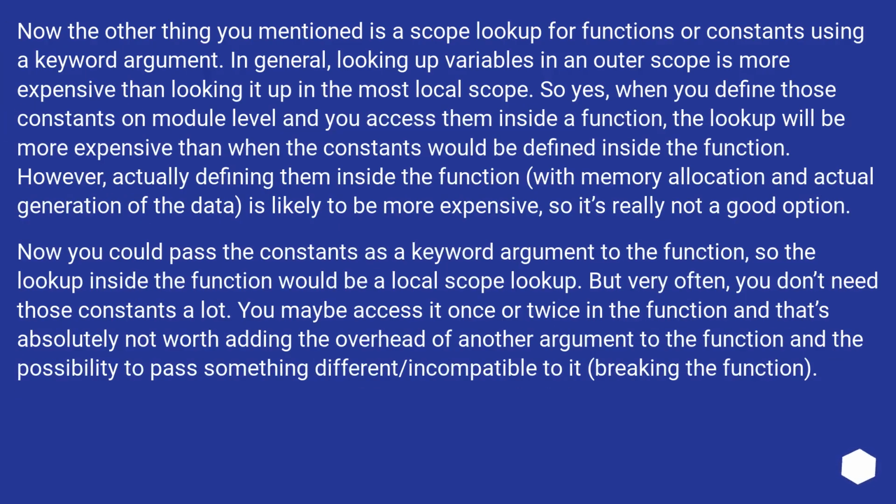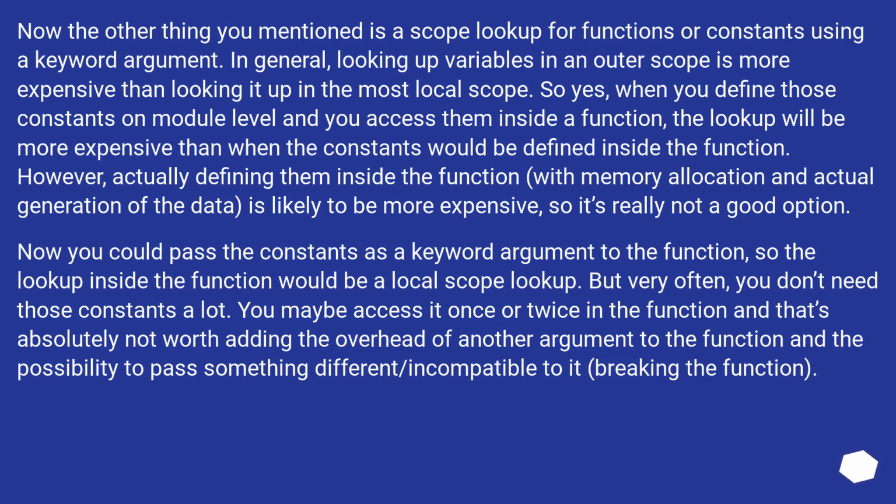Now the other thing you mentioned is a scope lookup for functions or constants using a keyword argument. In general, looking up variables in an outer scope is more expensive than looking it up in the most local scope. So yes, when you define those constants on module level and you access them inside a function, the lookup will be more expensive than when the constants would be defined inside the function. However, actually defining them inside the function, with memory allocation and actual generation of the data, is likely to be more expensive, so it's really not a good option.